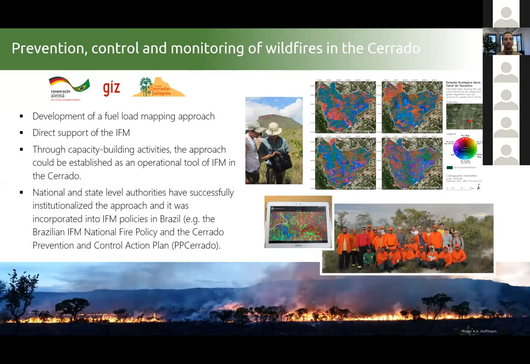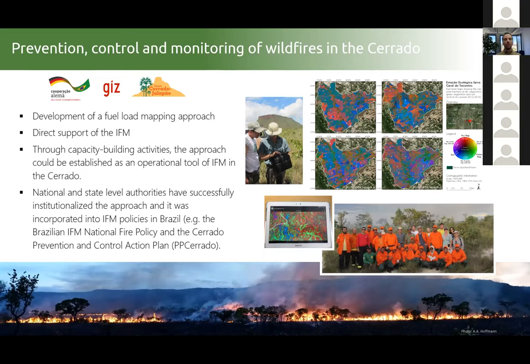So I will start my presentation with a look back to the year 2014, when integrated fire management was introduced in the Cerrado. Back then, I was involved in a Brazilian-German cooperation project, prevention, control, and monitoring of wildfires in the Cerrado, which was funded by the German Ministry for Environment, BMUB. Our role was to figure out, together with my Brazilian colleagues, how earth observation can support the process of IFM implementation. And what we found is, we identified a high demand for geospatial data on fuel loads and fuel distribution for the planning of the early dry season prescribed burning.